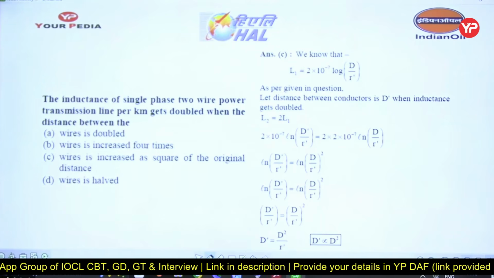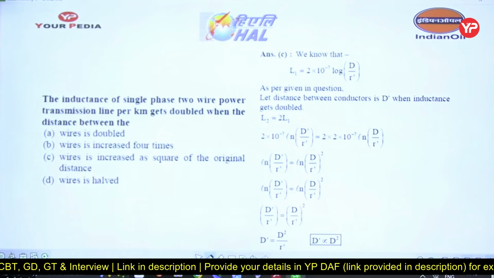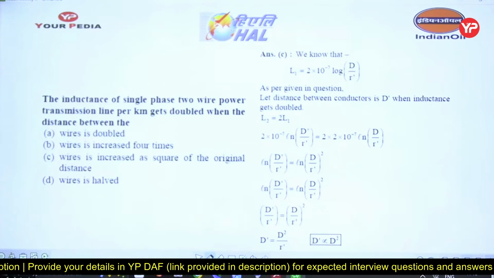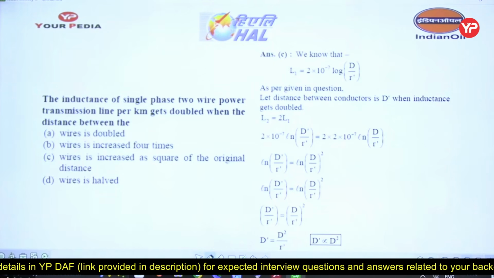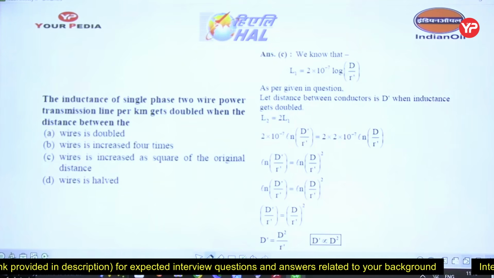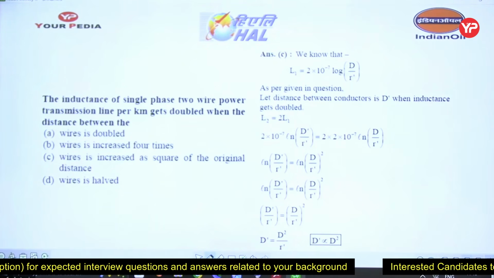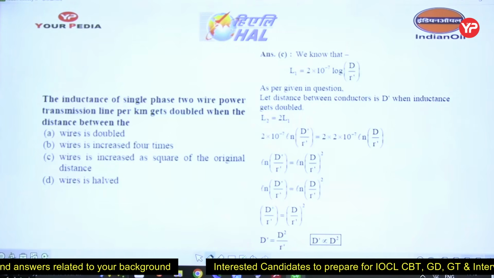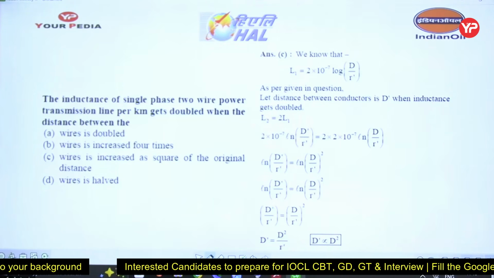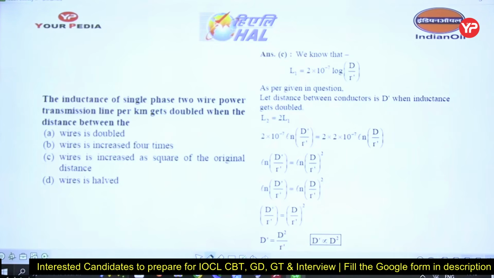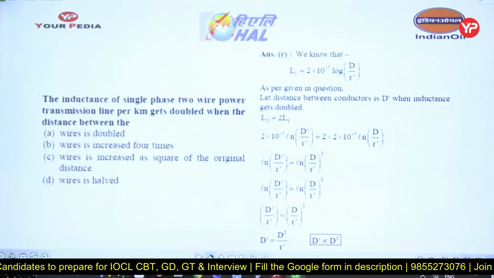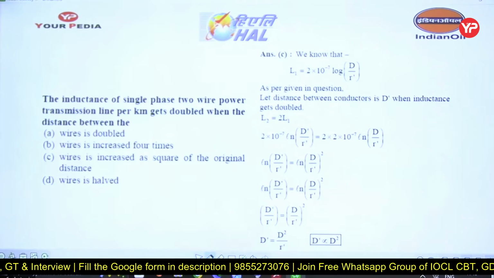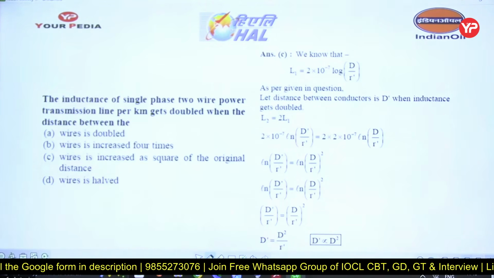What is it saying? The inductance of a single phase two-wire power transmission line per kilometer gets doubled. Means the term inside the logarithm should increase by a square for the inductance to become double. That is, (d/r) whole square, which gives 2 into 10 to the power of minus 7. Means both the distance should be squared, not doubled. If the distance is 6, you must have 6 square.